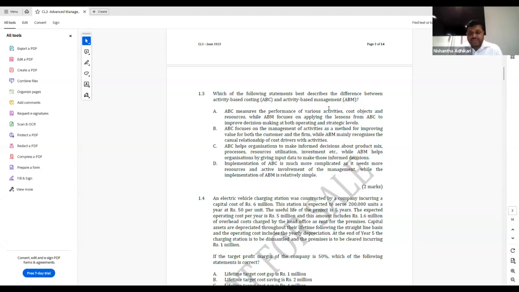That is wrong. Not the causal relationship. You will look at the direct relationships and you will use the idea you have obtained from activity-based costing to enhance the efficiency of activities. ABC helps organization to make informed decisions about product mix, processes, resources, and utilization of units, etc. While ABM helps organization giving input there. No, ABM is not giving input data. ABC gives input data to ABM. Implementation is much more complicated as it needs more resources and active involvement of the management, while the implementation of ABM is relatively simple. No, ABM is much more complex than ABC. Therefore, your correct answer should be answer A. Answer A is the correct answer. Right.